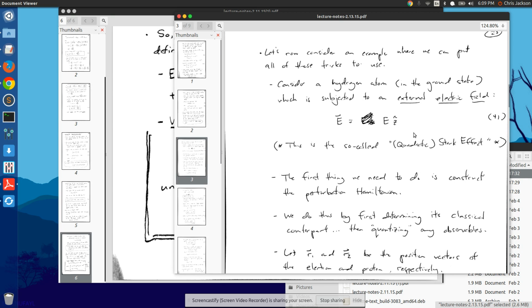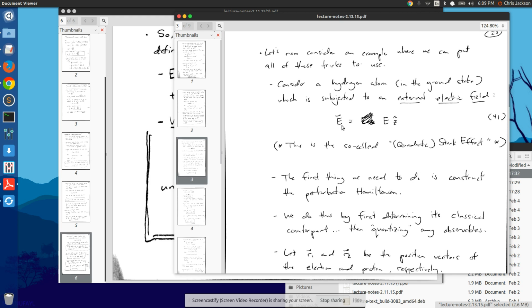So we want to consider this example. It's a hydrogen atom, and we're going to be focused on the ground state. In terms of n, l, and m quantum numbers, it's going to be a 1, 0, 0 state. We're going to put this hydrogen atom in an external electric field, and we're going to point this electric field in the z direction. So my electric field looks like this.